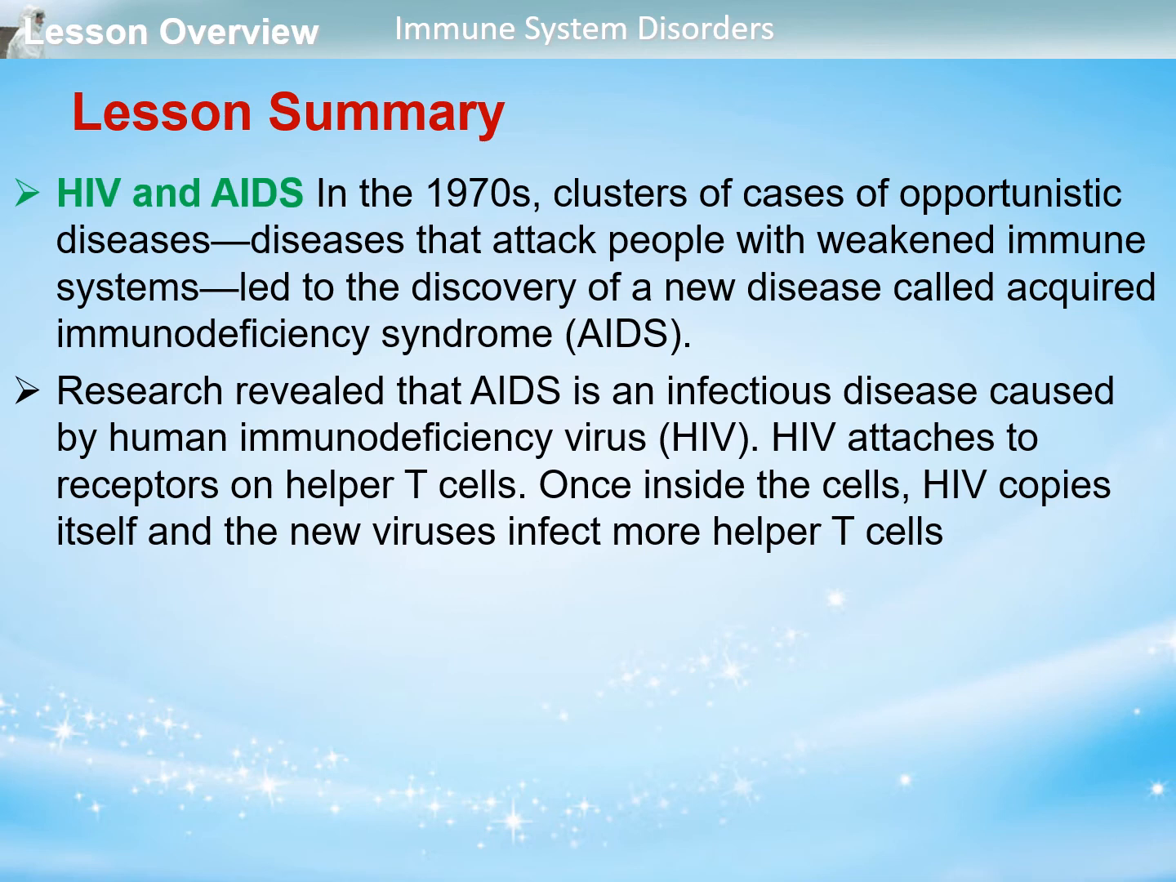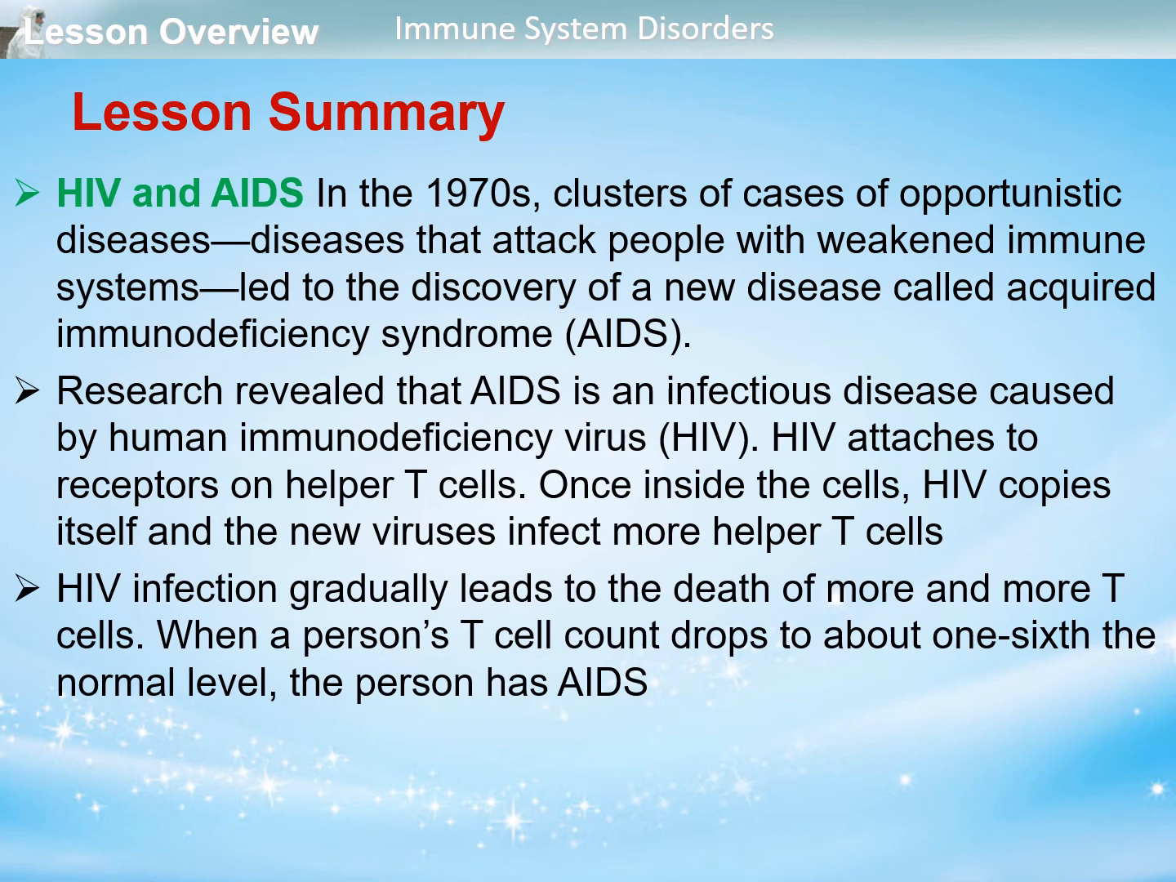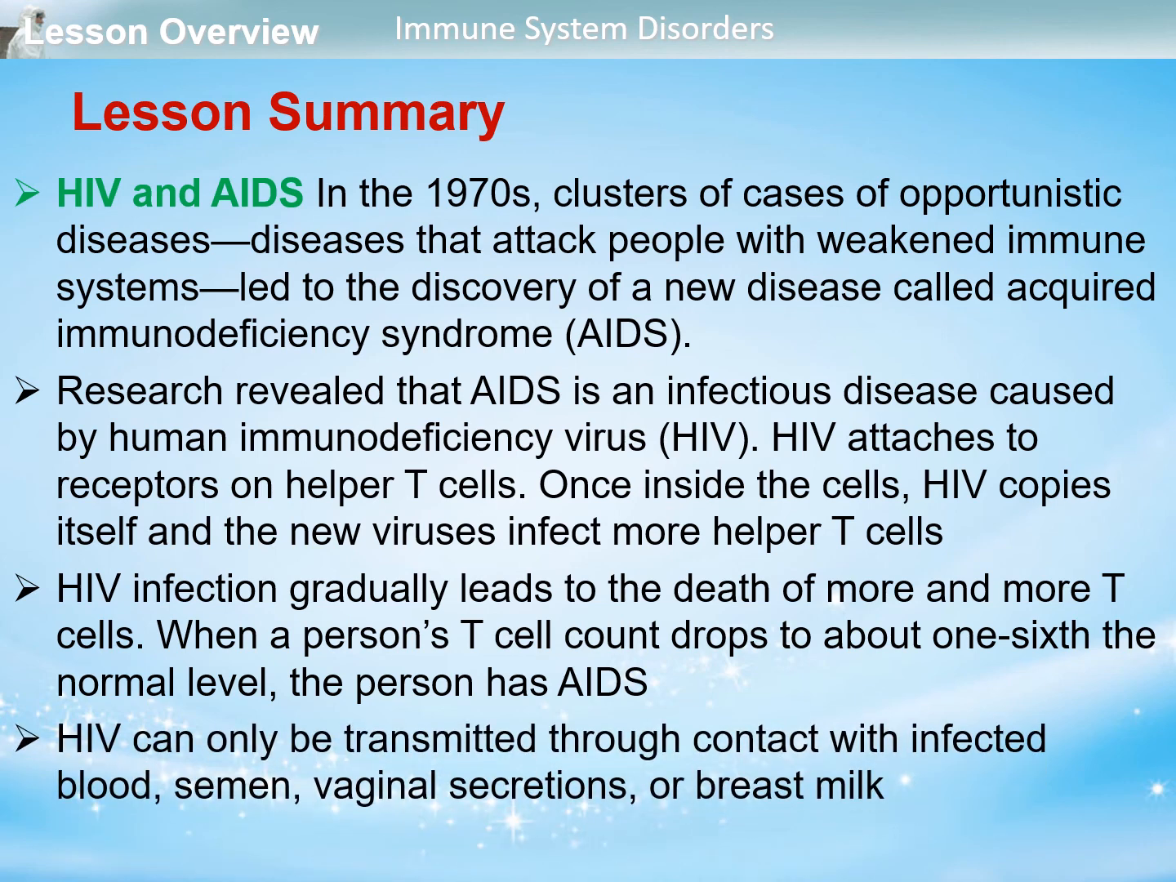It attaches to receptors on helper T cells. Once inside the cell, HIV copies itself and the new viruses infect more helper T cells. The HIV infection gradually leads to the death of more and more T cells. When a person's T cell count drops to about 1/6 the normal level, the person is diagnosed with AIDS. HIV can also be transmitted through contact with infected blood, semen, vaginal secretions, or breast milk.